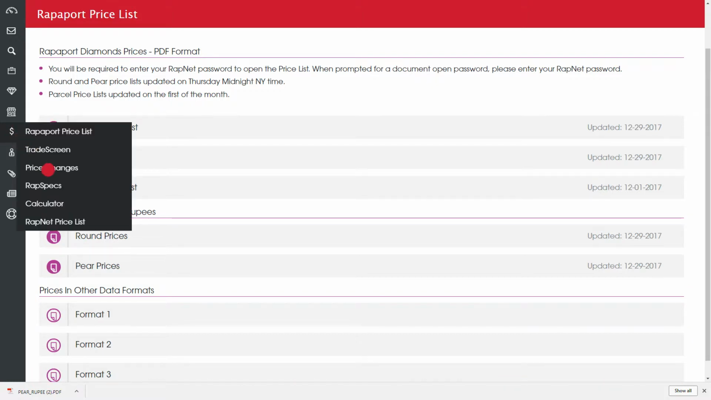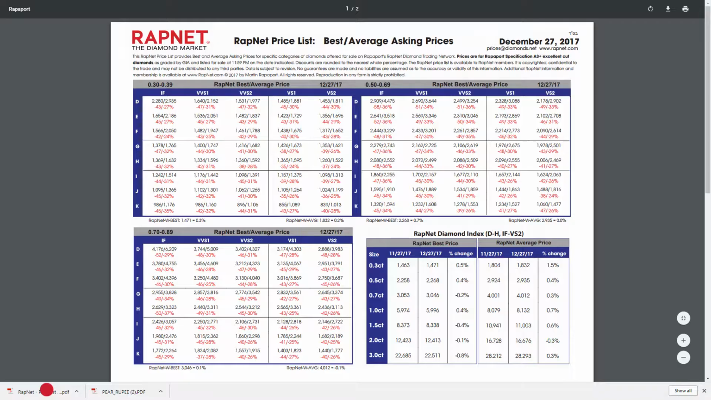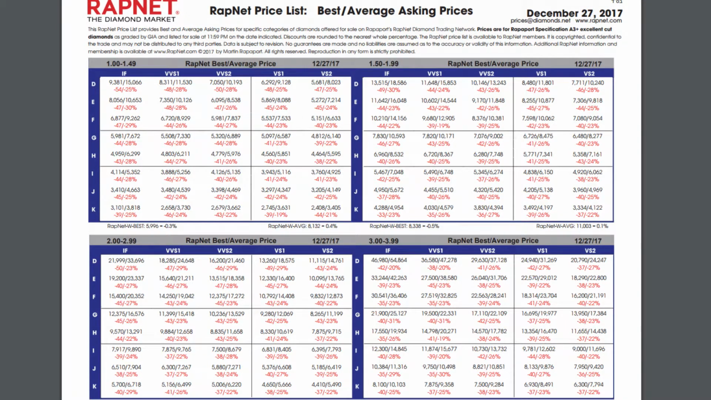A crucial companion to the Rapaport price list is the RapNet price list, which is a weekly publication that shows the best and average asking prices for diamonds listed for sale on RapNet by independent sellers. The RapNet price list, along with the Rap indices, are crucial supplements to the Rapaport price list. Both sets of information provide real trading statistics from the previous week of transactions on RapNet.